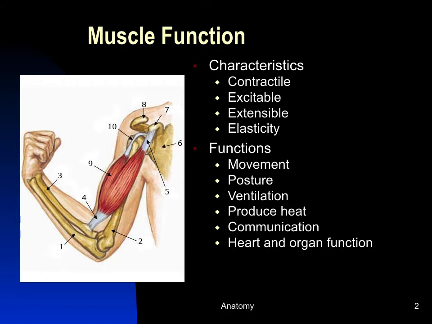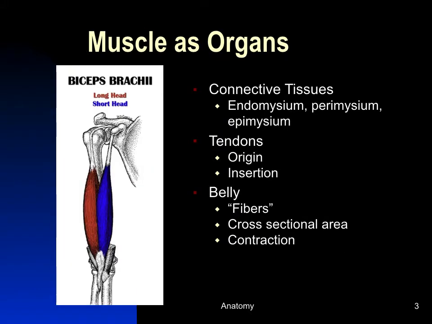As organs, they have characteristics that they can contract and they're excitable by neurons. They can also extend and they're somewhat elastic. And this is part of the idea of muscles as organs. They contain not just one tissue, but many types of tissue, primarily skeletal muscle, but also lots of connective tissues woven all the way through the muscles: endomysium, perimysium, and epimysium.